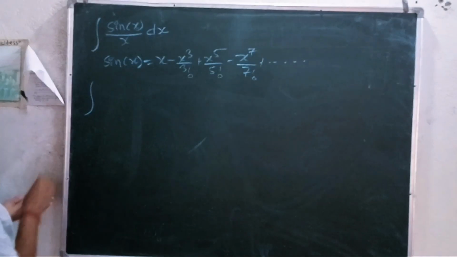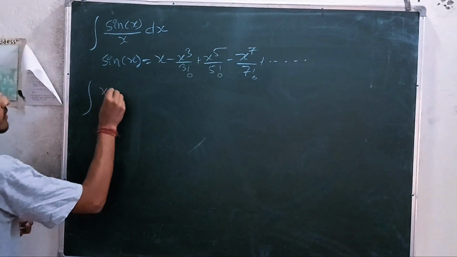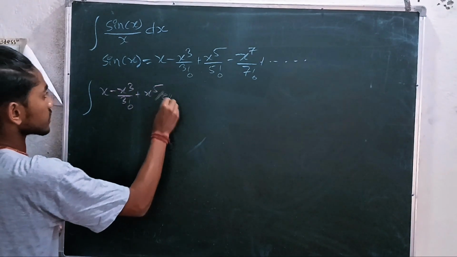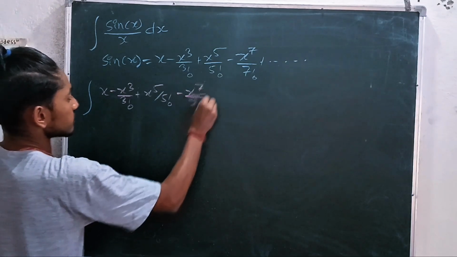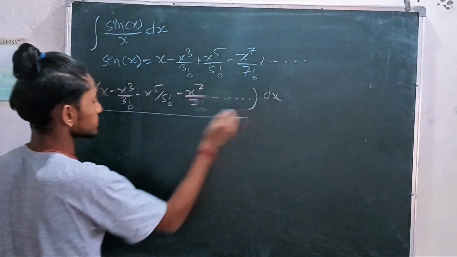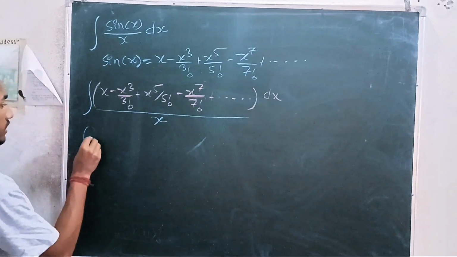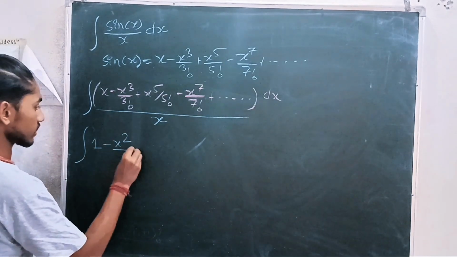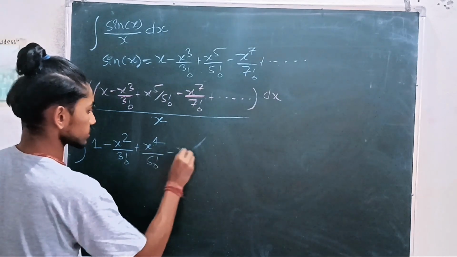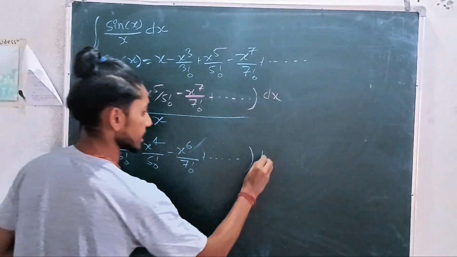So in my integral I'm going to write it like this, and I'm going to get x minus x cube over 3 factorial plus x to the 5 over 5 factorial minus x to the 7 over 7 factorial plus so on and on, and we have dx here, and the whole thing is divided by x. Once you divide each term, you get 1 minus x squared over 3 factorial plus x to the 4 over 5 factorial minus x to the 6 over 7 factorial plus so on, and you get dx.